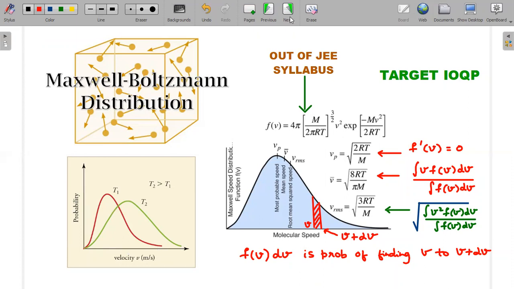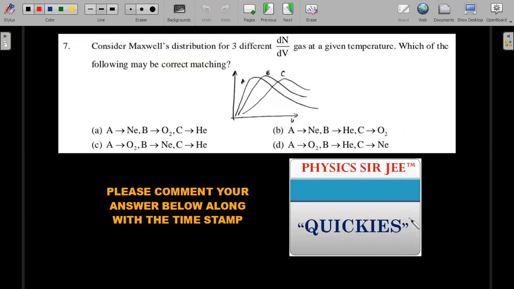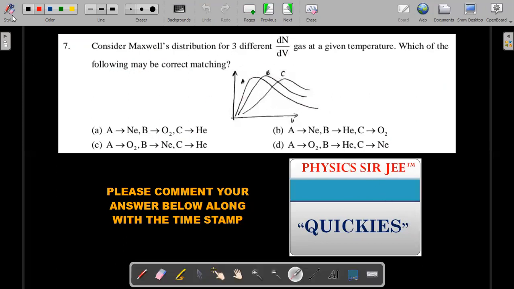Okay, right. So let's move forward. A practice question on Maxwellian distribution. Three different dn by dv graphs are given. So remember, the probability distribution f of v or p of v is given by 1 by total number of molecules times dn by dv, whereas you can also write only dn by dv as the y axis. Then it won't be a probability distribution. Then the area under the graph gives you not 1, but the total number of molecules. So either he can give 1 by n dn by dv or dn by dv, which in this problem he has changed a bit. Which of the following may be the correct matching?